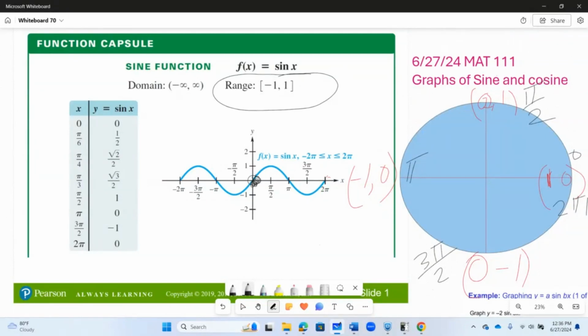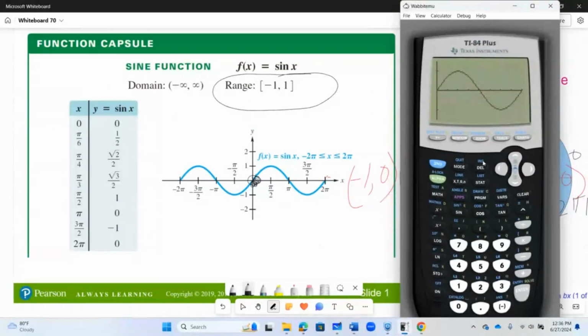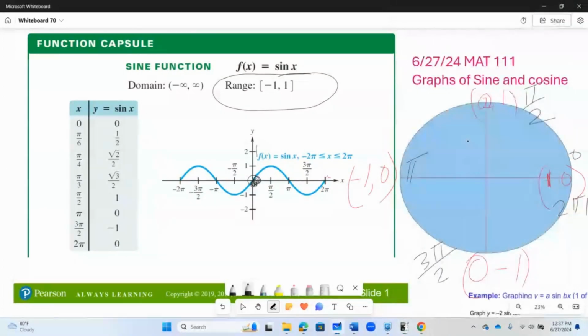And the domain, what are we talking about with the domain? Well, suppose I did not put the intervals there. If I just decided to graph sine x in my calculator, it's going to continue from here to infinity. Okay, so that's why we say it's sinusoidal. So one revolution is this. That's one revolution. And this is 2 revolutions. So 2 cycles.